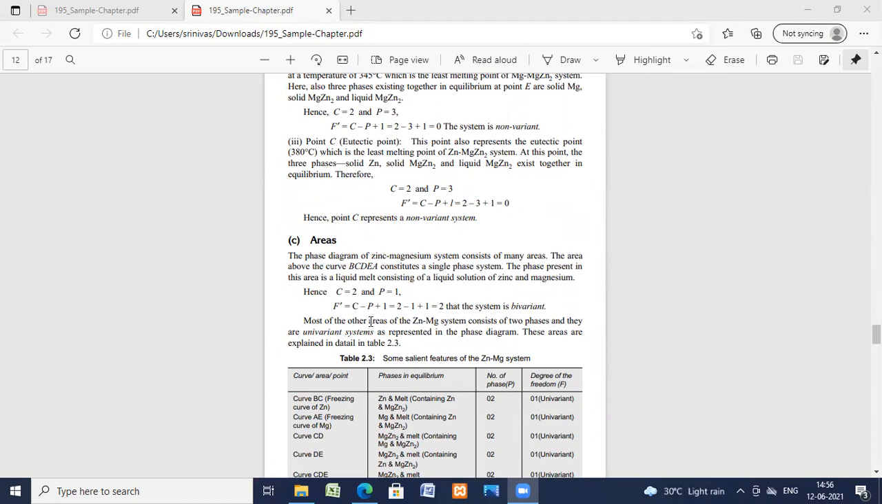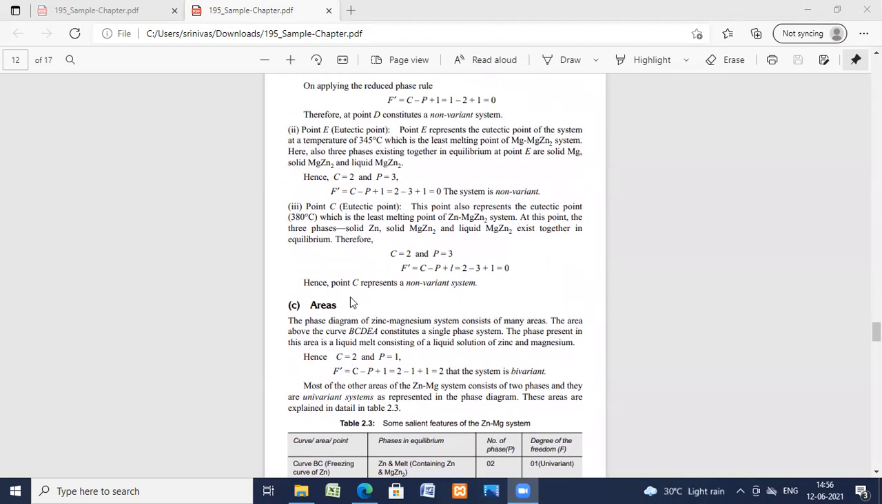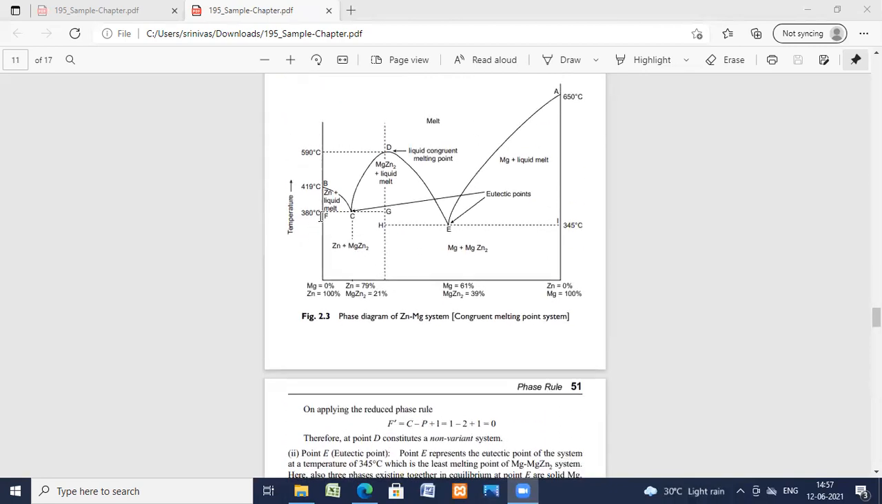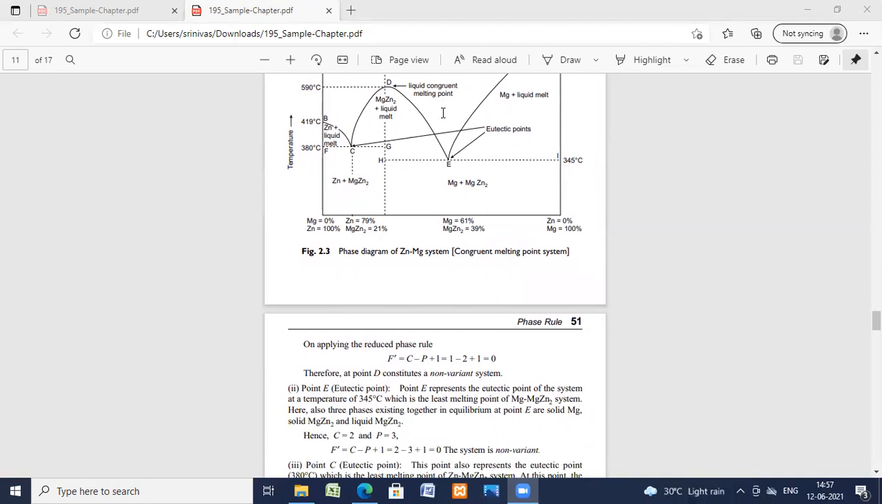Okay. Now for the points C, you get non-variant. Point D also, you get non-variant. Invariant systems for all the points C, D, E. For all the points, you get invariant systems. C and E are eutectic points, D is the congruent melting point. You get invariant systems. For the area above, you are getting a bivariant system.